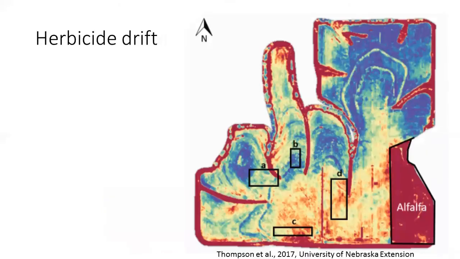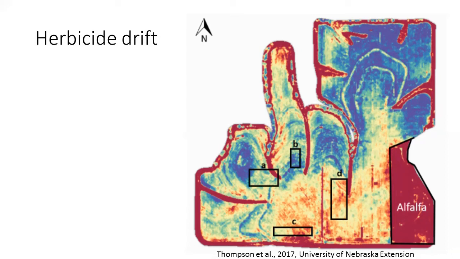Herbicide drift. We've got a lot of things going on with dicamba drift out in the field, and so this is another area where people are looking at using drones to identify some of these things. In this case, this is an NDVI map. I mentioned NDVI before. It's an index that's used a lot to look at vegetation, and in this case, these folks were able to identify herbicide drift.